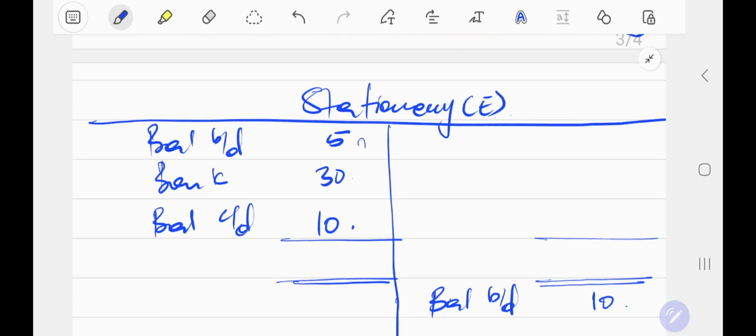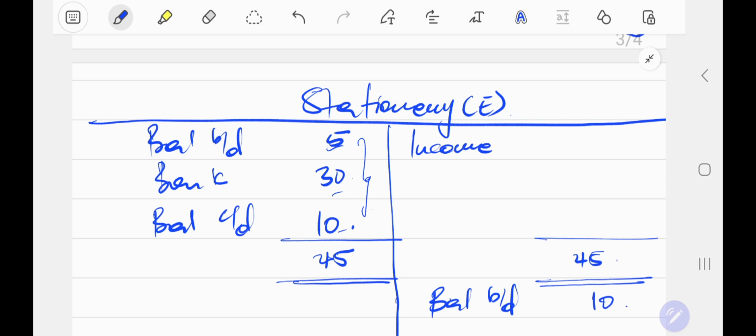And then you'll add the side. So it's going to be 5 plus 10 plus 30, which is going to be 45, right? So it's going to be 45 and 45. So this is stationery, right? Stationery is closed off to the income and expenditure account on the credit side. Remember, expenses, they are closed off on the credit side. Incomes, they are closed off on the debit side.